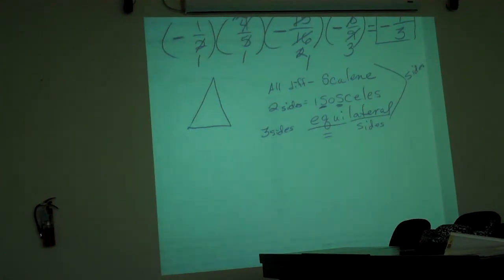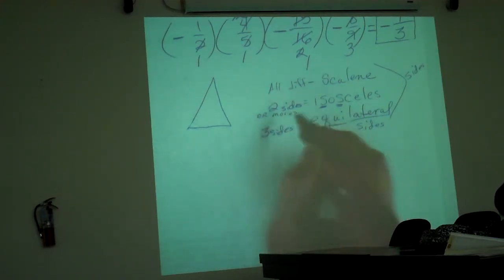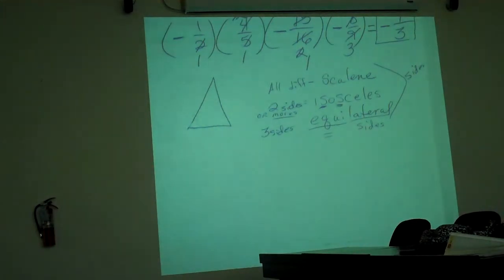Okay? So that's one of the things that you need to know. Actually, isosceles, it says two or more sides are the same, but normally if it's got two sides the same, you call it isosceles. If it's three, you call it equilateral.